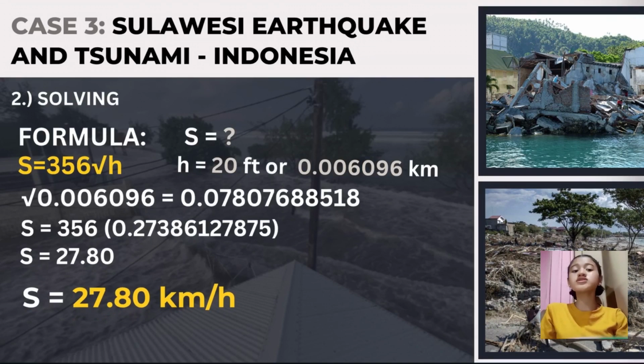In this situation, we'll first find the square root of the tsunami's height, which is 0.006096 kilometers. So the square root of the tsunami's height is 0.07807688518. Then, as usual, we will multiply it by 356 and we will get the answer of 27.8 kilometers per hour.